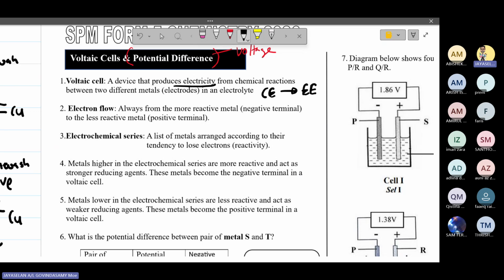The flow of electron ini more reactive, right? Ini salah tau. Nanti kalau boleh padam, more electropositive to less electropositive. Nanti betulkan electropositive. Okay. Electrochemical series means is a list of metal arranged according to tendency to lose electron.